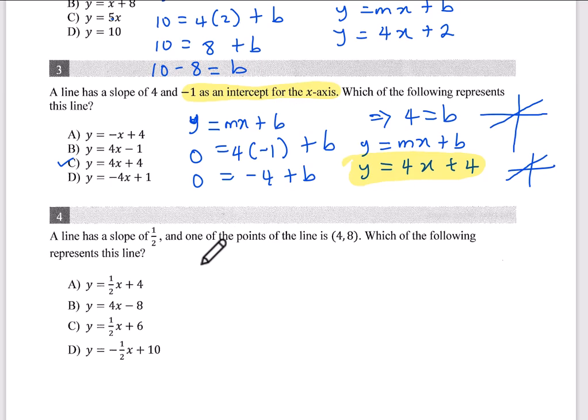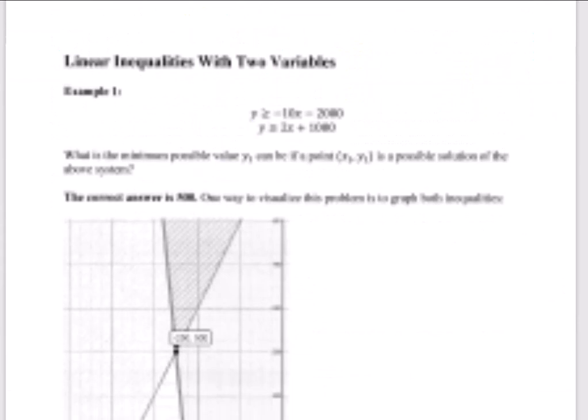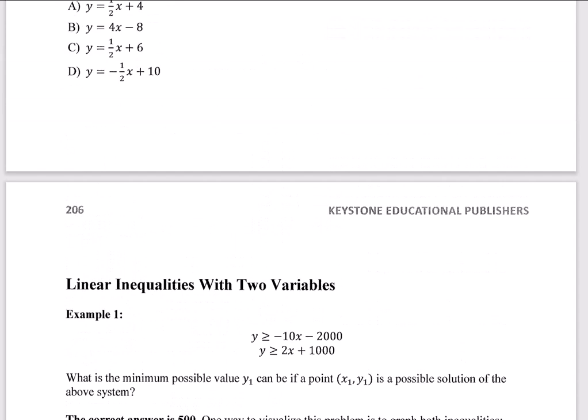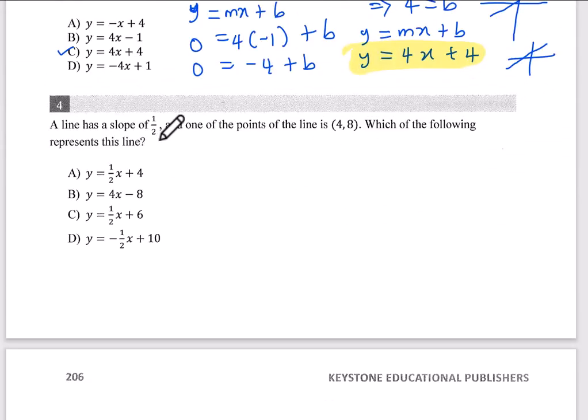Okay, number 4 says, a line has a slope of 1 over 2, half, and one of the points of the line is this. Whenever I want to write a line as an equation, all we need is the slope and a point. So we have y equal to mx plus b. I'm used to mx plus b, y equal to mx plus b. Let's work with it often. I think it's just more universal or broad.